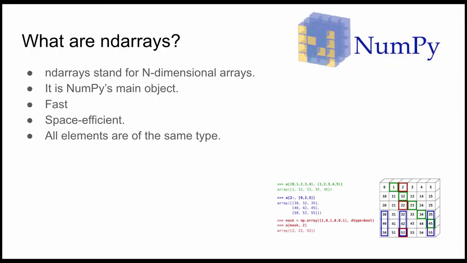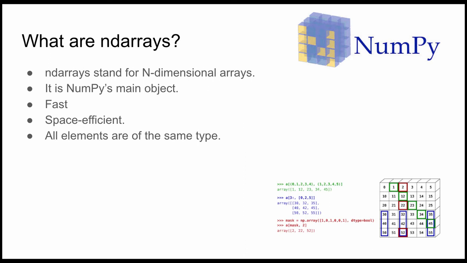What are ndarrays? Ndarrays stand for n-dimensional arrays. It is NumPy's main object. It is fast and space efficient. Remember in the previous unit, we talked about the performance of NumPy. Vectorized computing in NumPy can be as much as 177 times faster than the native Python list operations. The ndarray data structure is part of the reason.